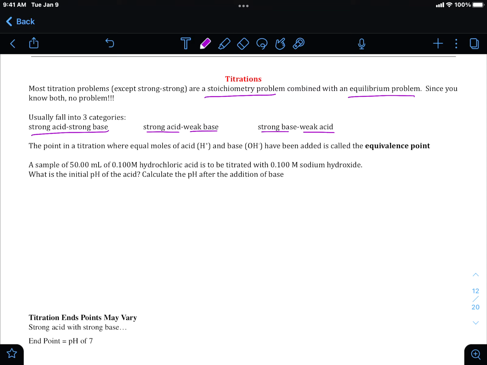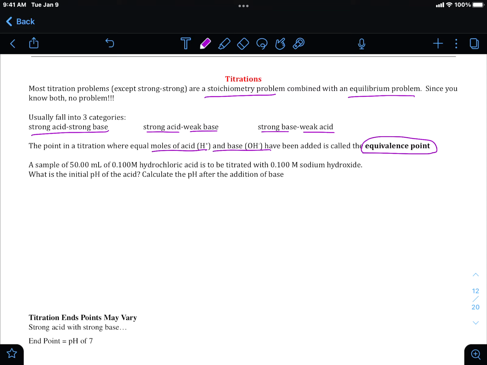All right, so definition of a term. We've used this term before, the equivalence point. And we define this as when your moles of acid and the moles of base are equal. Right? When the moles of the acid and the moles of the base are equal, that is what we call the equivalence point. And that term is going to come up again.